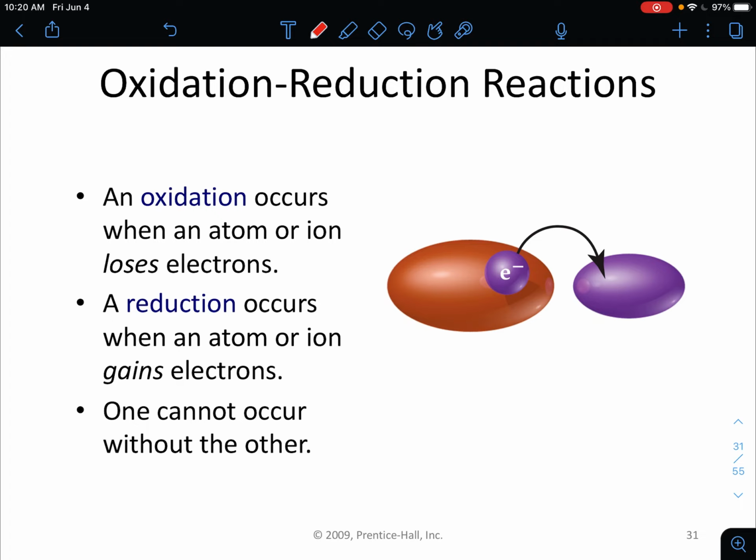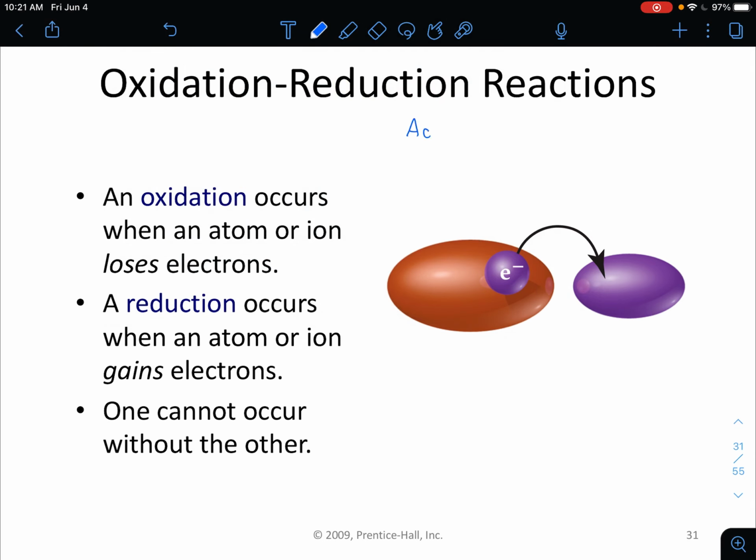So the next type of reaction we're going to look at are oxidation reduction reactions. Whereas acid-base reactions are about transfer of protons, oxidation reduction reactions are about electron transfer. So let me write that down while we're here.